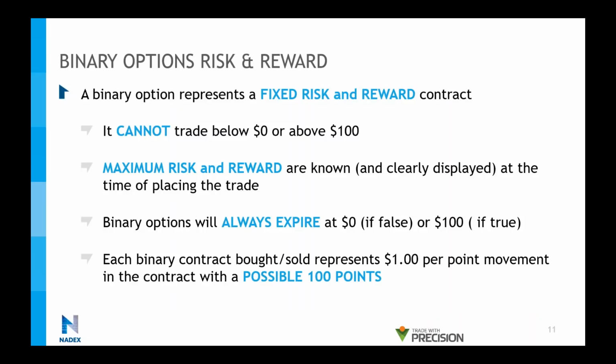Now, a binary option represents a fixed risk and reward contract. It cannot trade below $0 and it cannot trade above $100. So you know precisely the range in which that contract actually will be. Maximum risk and reward are known and clearly displayed at the time of placing the trade.